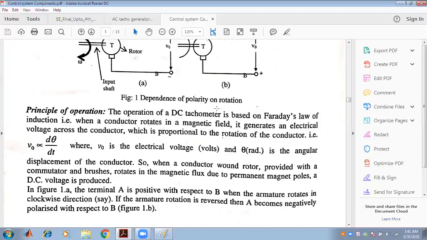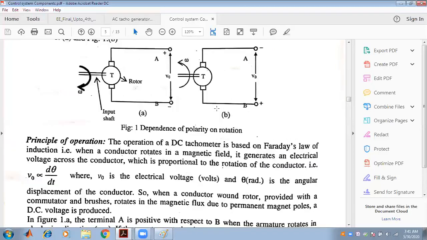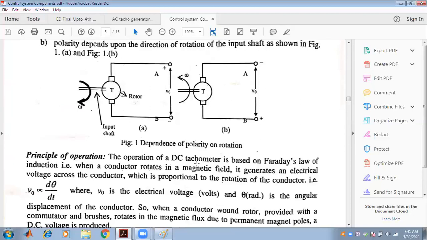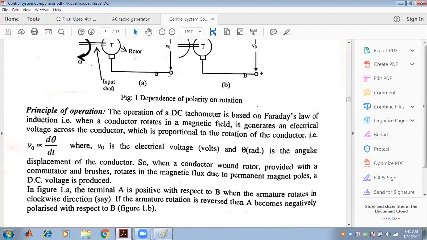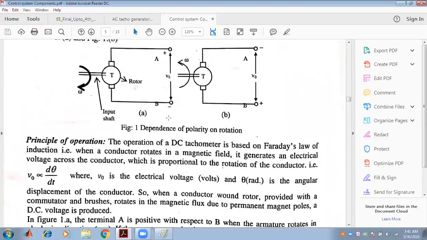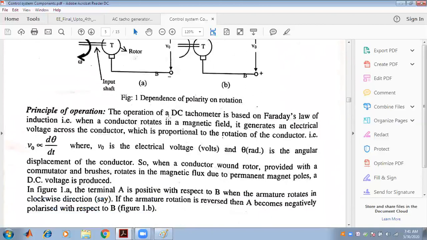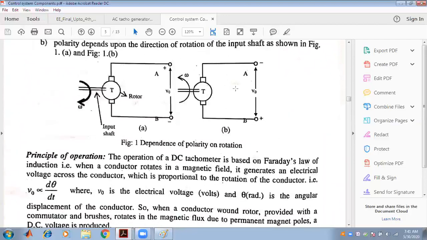The commutator and brushes are there in order to deliver the output. The output power is taken from the brushes of the DC tacho generator or DC motor. In figure 1.A, it is seen that terminal A is positive with respect to terminal B when the armature rotates in the clockwise direction. If the armature rotation is reversed, then A becomes negative with respect to B, as seen in figure B.